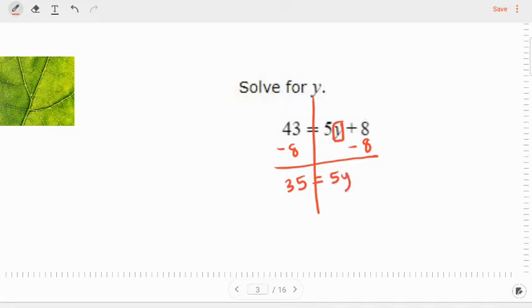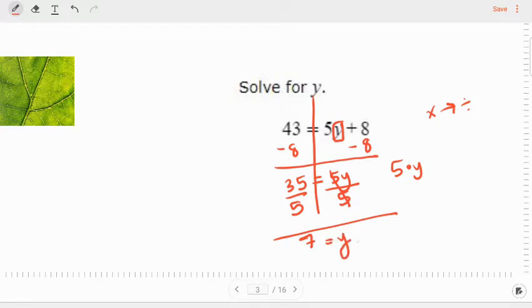Equals 5y. Now sometimes people wonder, what does 5y even mean? What's the opposite of 5y? Remember, 5y is the same as 5 times y. So to undo multiplication, we're going to use division. So we're going to divide by what we are multiplying by on both sides. And what do I end up with? 35 divided by 5 is 7, and 5 divided by 5 cancels out. So 7 equals y, or y equals 7.